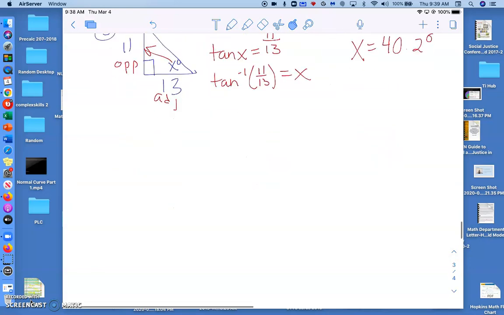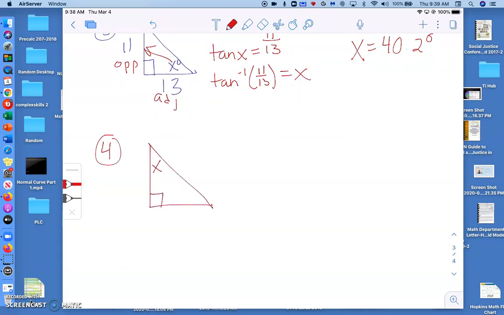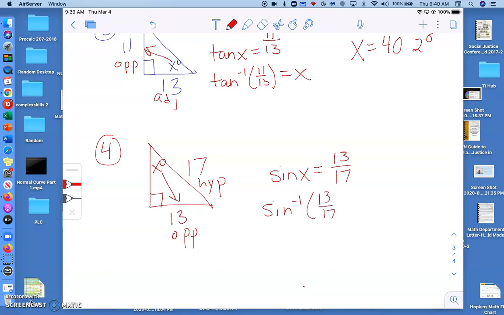So let's take a look at one more like this. Let's have another triangle here. Maybe our x is up here, and we have 13 and 17. So again, I look at this across, so that's opposite. Well, this is our hypotenuse. So opposite and hypotenuse is our sine. So the sine of x equals 13 over 17. So we could do that inverse, and that gives us our x.